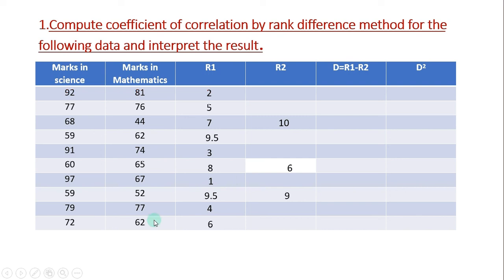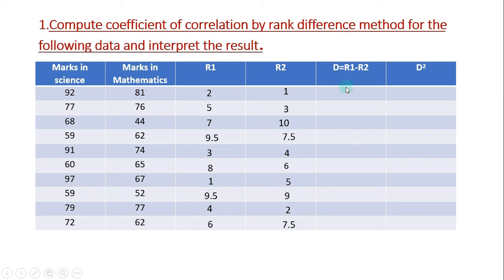Now in mathematics also we give the ranks 1, 2, 3, 4, 5, 6, 7. Here 62 and here 62, so that is 7 and 8. We add and divide by 2, and we get 7.5 and 7.5. Then 9 is 52, now 10 is 44. Like this we give rank R2.